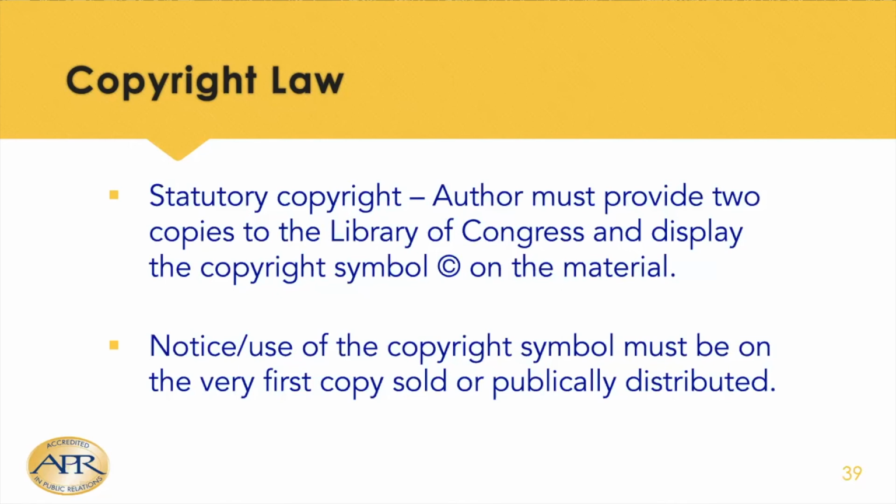There's a second type, called statutory copyright, and this is where we actually register our copyright with the Library of Congress. That's the public, governmental entity that oversees copyright. And so when we register our copyright with the Library of Congress, that is called statutory copyright. And the actual copyright symbol, it's very important that it is on the very first copy of what you have distributed or what you have sold, because that's going to identify that you actually were the original creator. You put that copyright symbol on at the very beginning.